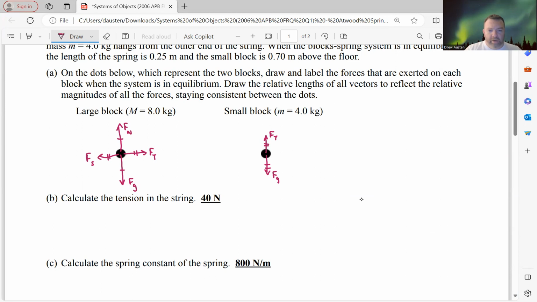In part B, we want to calculate the tension in the string. So we can look at the small block and just do Newton's first law in the y direction. Net force in the y direction is equal to 0. This just means the upward forces will equal the downward forces. Upward force is just Ft. Downward force is just Fg. And then we can leave the left side of the equation as it is. We can replace the right side of the equation with the formula for the gravitational force, m times g, which is going to be the mass of that block, 4 kilograms, times g, which is 10. And that will give you 40 newtons.